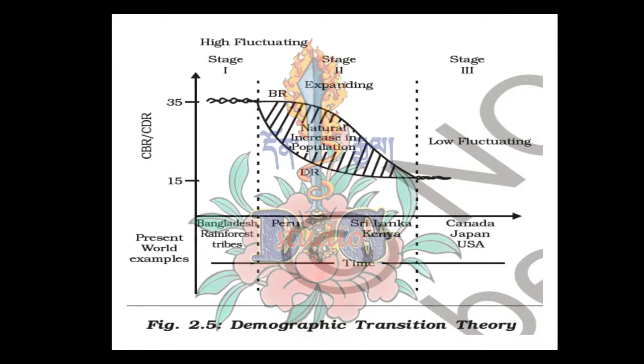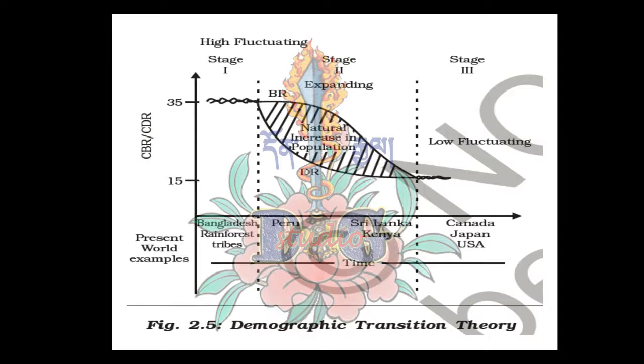Why? Because compared to the first stage, these countries have better socio-economic conditions. More literacy, most people are engaged in secondary and tertiary activities, better transport and communication facilities, better medical facilities, better food security. Because of that, in the second stage they experience a lower death rate, and the birth rate has also declined compared to the first stage.